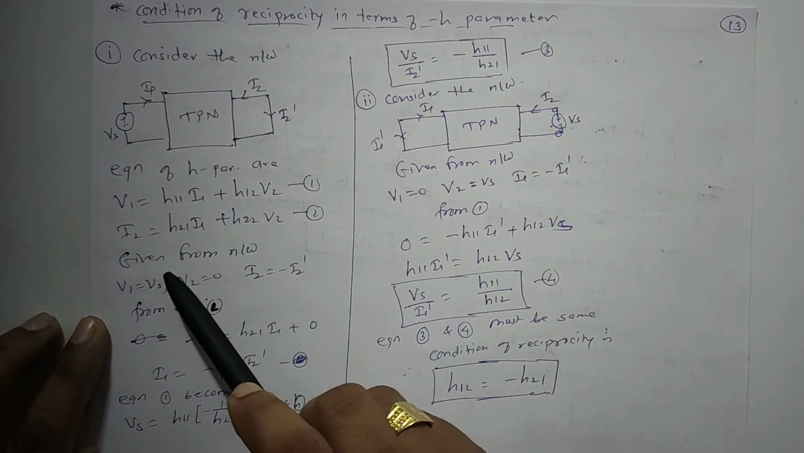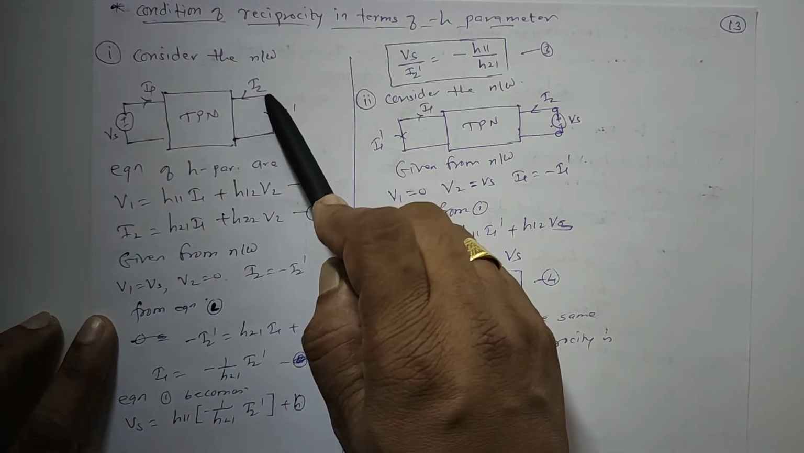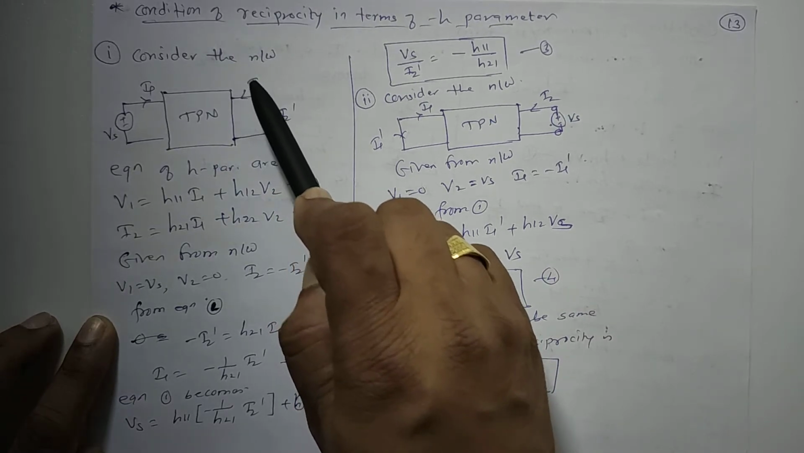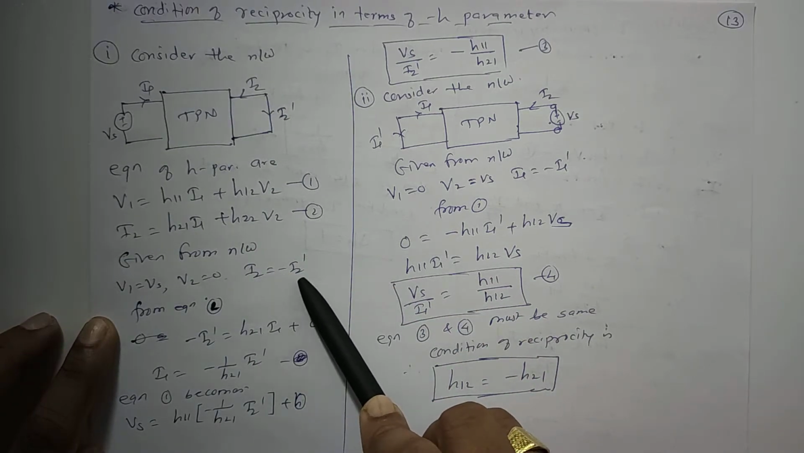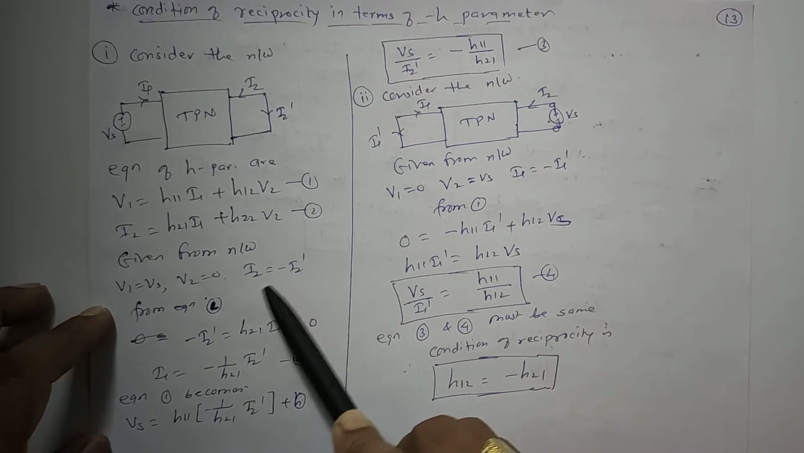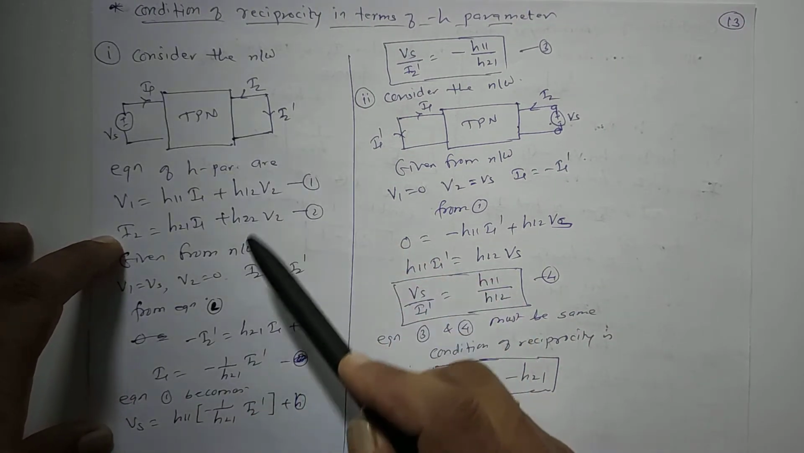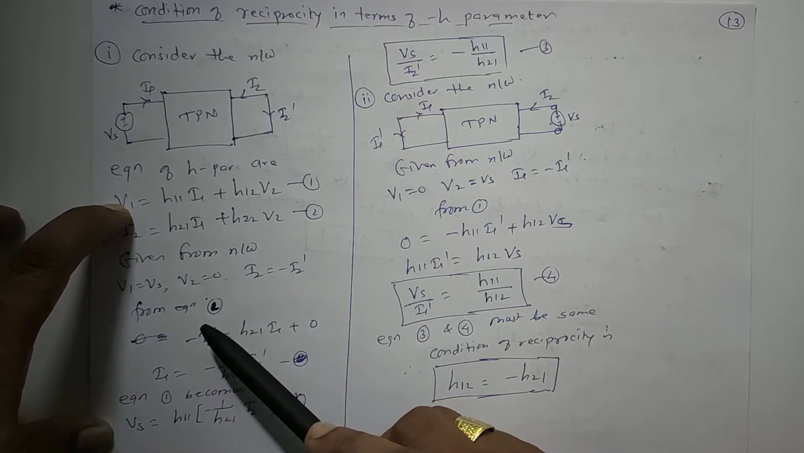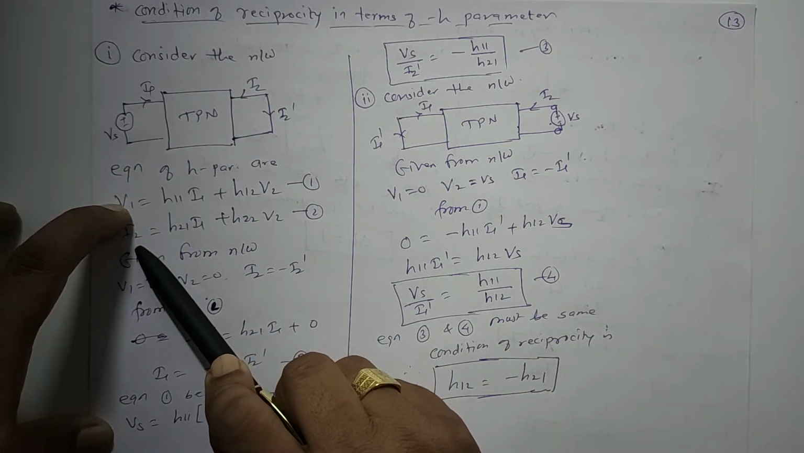What is given from the network is V1 is equal to Vs. Since the output port is short circuit, V2 is 0, and I2 and I2 dash are equal in magnitude but opposite in direction, and therefore I2 is equal to minus I2 dash. Which equation will we use to find this Vs upon I2 dash ratio? V1 is replaced by Vs and I2 is replaced by I2 dash.